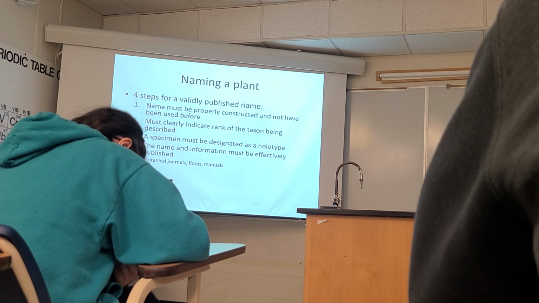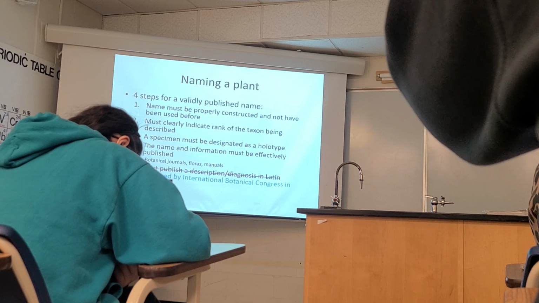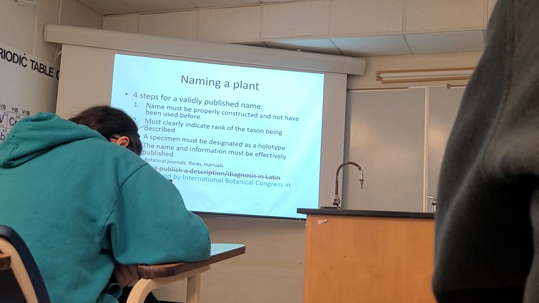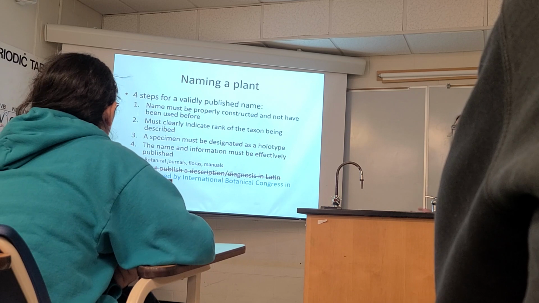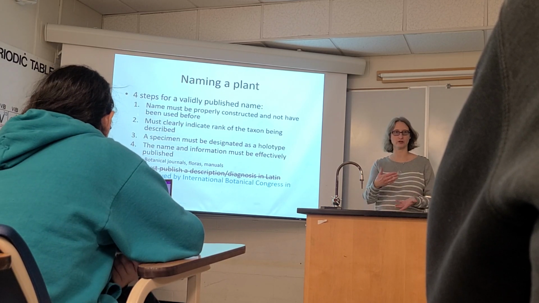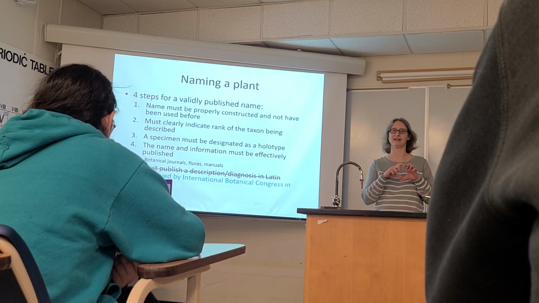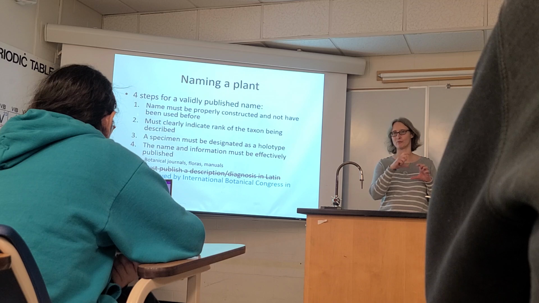But there used to be a 5th one here. And I'm giving this one to you because I'm going to show you a demonstration in just a second that actually still has this one in it. It used to be that you also had to publish a description of the plant in Latin. You could have an English version of it if you're an English speaker. You could have an English version in the paper, but you then had to translate that and make sure that there was a Latin paragraph of the same thing somewhere in that paper.